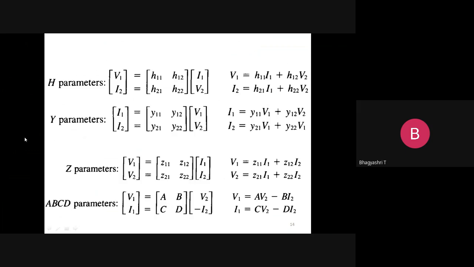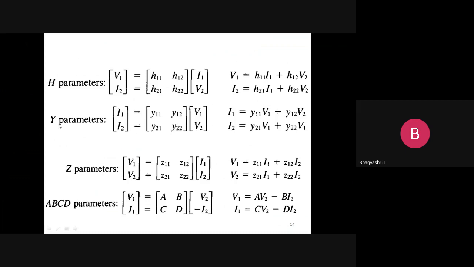So these are the formulas for how we can find the H parameters. H parameters are hybrid, that's why a voltage and current combination is there. Then H11, H12, H21, H22, I1 and V2. So this is the formula for V1, and this is the formula for I2.